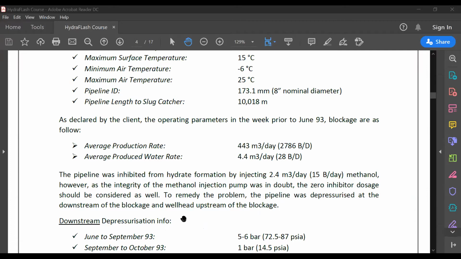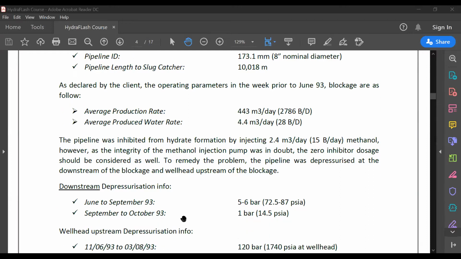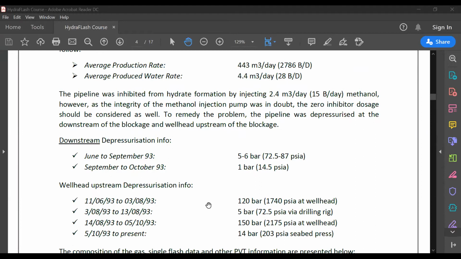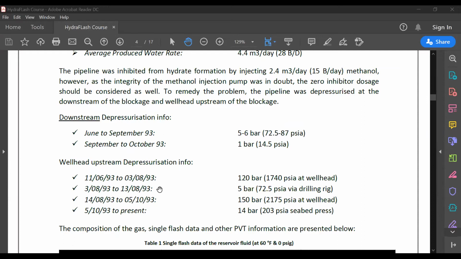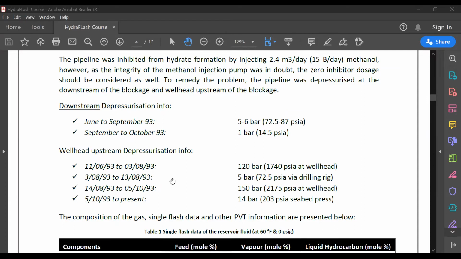The pipeline was inhibited from hydrate formation by injection of 2.4 cubic meter per day, or 15 barrel per day, of methanol. However, they were not sure if the pump was working properly. So zero inhibitor dosage should be considered in the calculations. To remedy the problem, the pipeline was depressurized at the downstream of the blockage and at the wellhead upstream of the blockage. These are the data and the pressure information of the pipeline on the downstream and the wellhead upstream of the blockage.